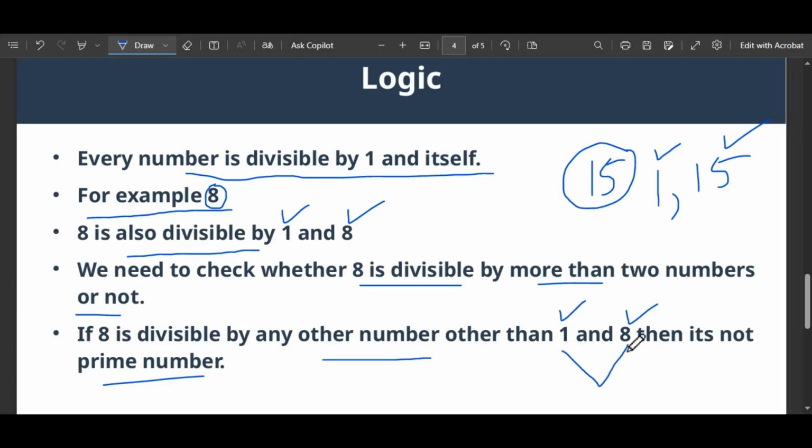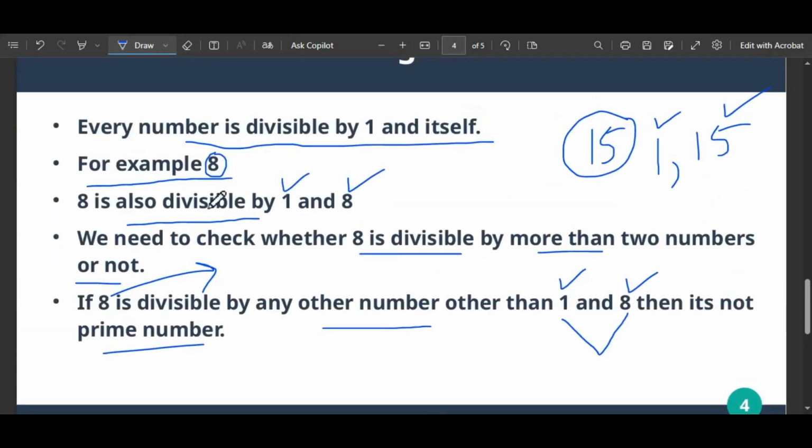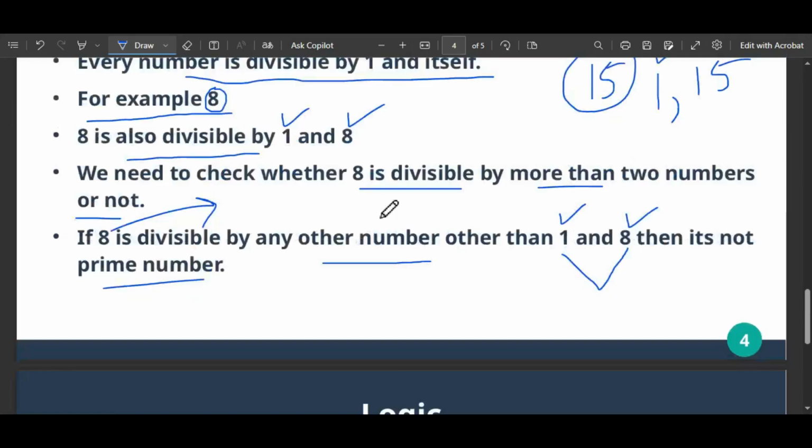But if there is another factor or another number that can divide this number 8, then this is not a prime number. Now, in order to identify whether 8 is a prime number or not, we need to check whether 8 is divisible by 2, 3, 4, 5, 6 and 7. Why do we need to check whether 8 is divisible by any one of these numbers? See, 8 is already divisible by 1 and 8, right? We have already discussed this earlier.